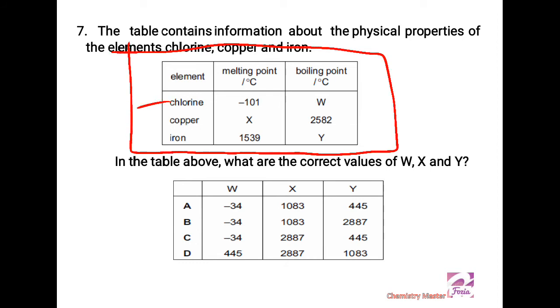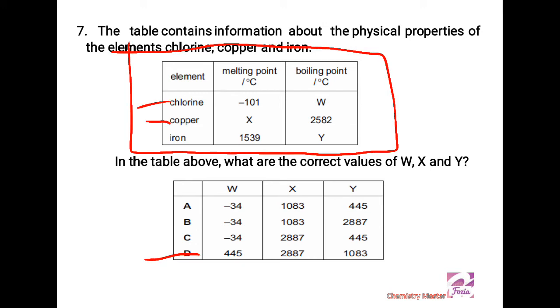Chlorine is a non-metallic, light green gas, which is a gas at room temperature. So its melting point is -101. If it is found in a gaseous state, its boiling point must be lower than 0. So option D is omitted. It must be below 0, at the minus sign. So we can think of W as -34.